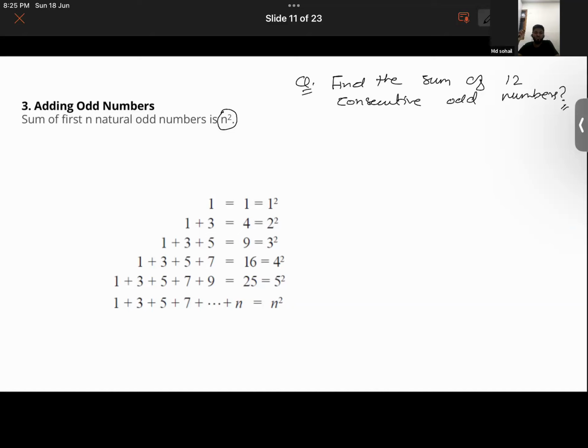Sir, the average value. Sir, the value of n was 1, 4, 2.